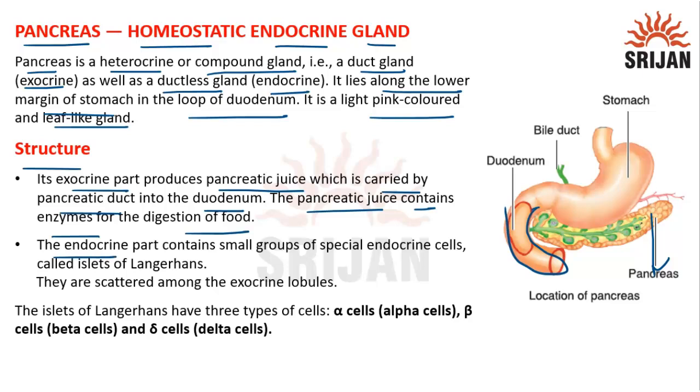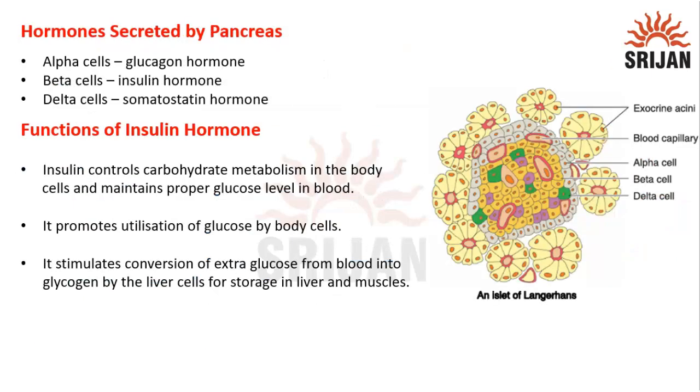The endocrine part contains small groups of special endocrine cells called islets of Langerhans. They are scattered among the exocrine lobules. The islets of Langerhans have three types of cells: alpha cells, beta cells, and delta cells. So here, this is the image of the islets of Langerhans.